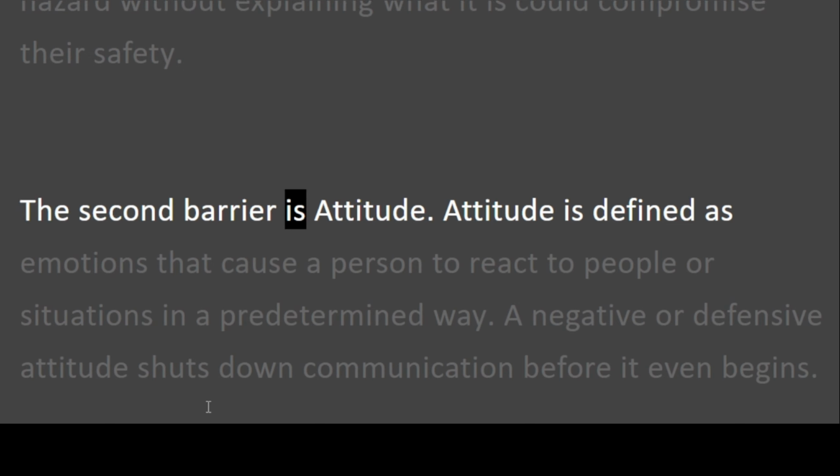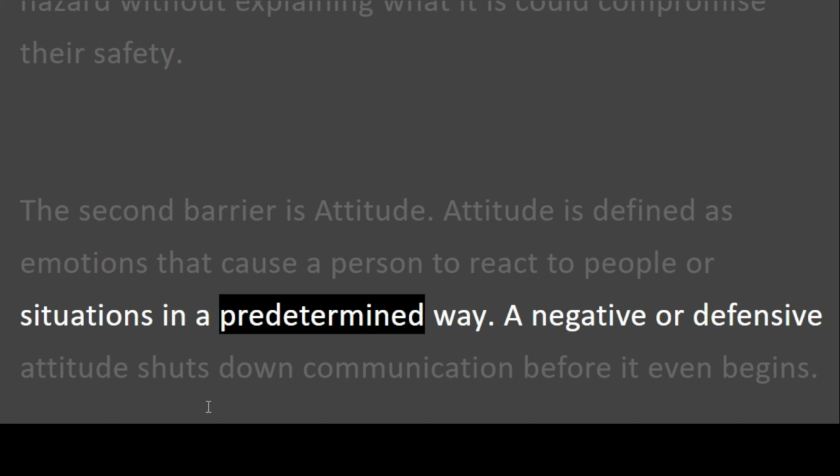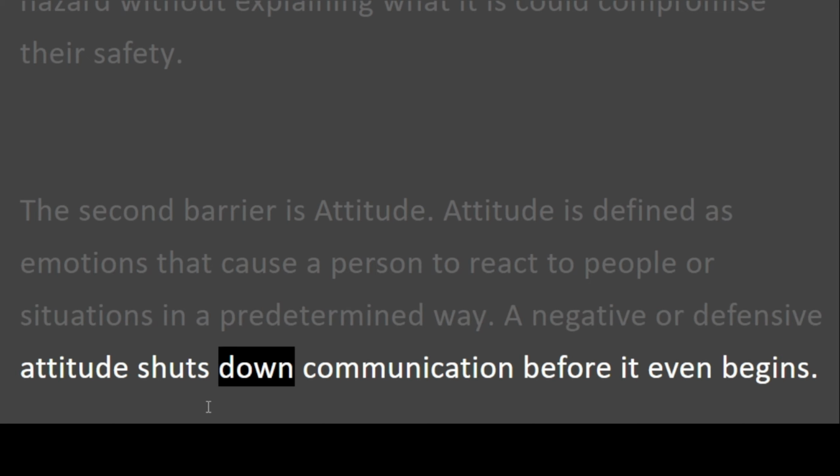The second barrier is attitude. Attitude is defined as emotions that cause a person to react to people or situations in a predetermined way. A negative or defensive attitude shuts down communication before it even begins.